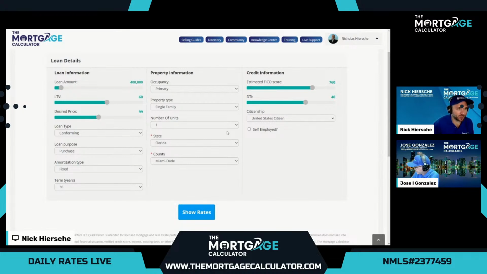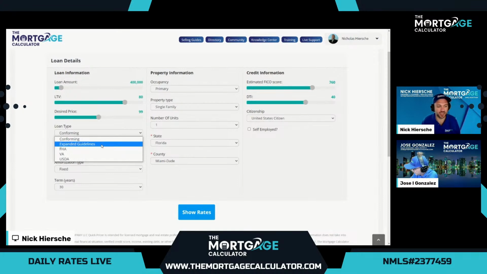So for our live rates demo, as we do every morning, we'll set up the same scenario so we can compare across all the different programs. We'll set up a 400,000 loan amount. We'll set the LTV to 80% loan, 20% down payment. We'll set the desired price to 99 for all our demos. That means we're going to ask the computer to find the best rate at one discount point in cost, which is the typical request. And we're going to compare our conforming conventional rates. Then we'll check out our FHA programs. And then we'll go into our expanded guidelines, also known as non-QM, where we have over 5,000 additional loan programs using alternative income. And that's really where we specialize at the Mortgage Calculator.